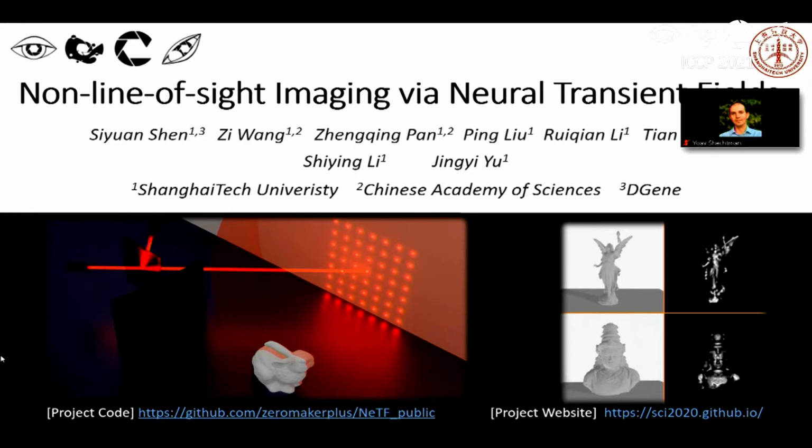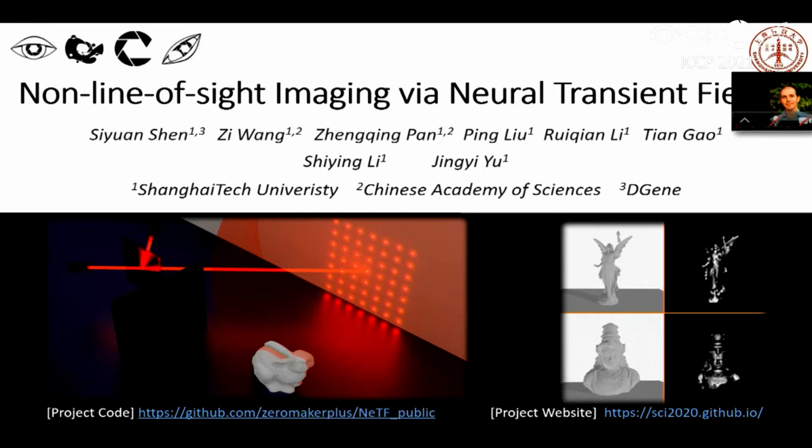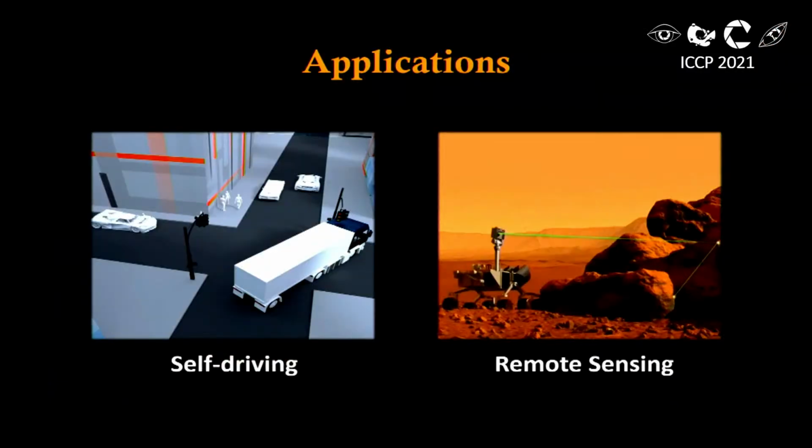I am going to present our framework for non-line of sight imaging called Neural Transient Fields. Non-line of sight imaging is an emerging technology in applications ranging from autonomous driving to remote sensing.